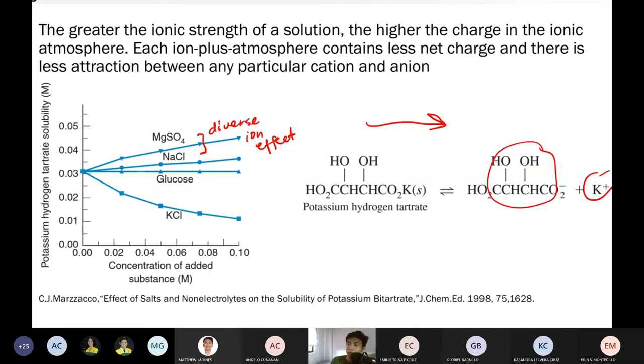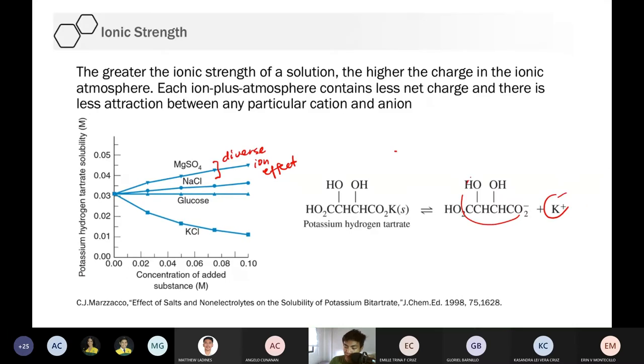Now, how about glucose? Observe glucose. What happened? So for glucose, nothing happened. The equilibrium constant or the solubility of the precipitate, when you add glucose to your solution, is constant, no? So, bakit constant yan? Kasi, is glucose a charged particle? May charge ba yung glucose? Wala. C6H12O6 lang yan. Organic molecule yan. So, wala tong charge. So, that means it will not flood the ionic atmosphere of this molecule and that molecule.